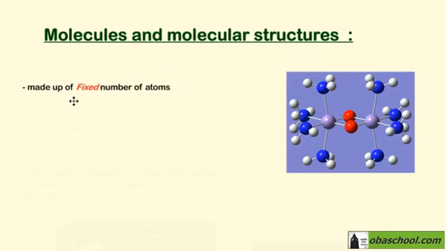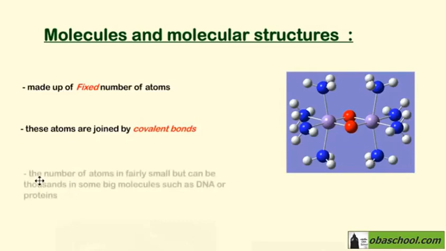Molecules or molecular structures are made up of a fixed number of atoms. Fixed means does not change, so the number of atoms does not increase or decrease. It stays the same, like this molecule. Its number of atoms is fixed. These atoms are joined together by covalent bonds. For example, the blue atom and the light purple one are linked together by a covalent bond, and this is represented as this white link. All of the atoms are linked by covalent bonds.